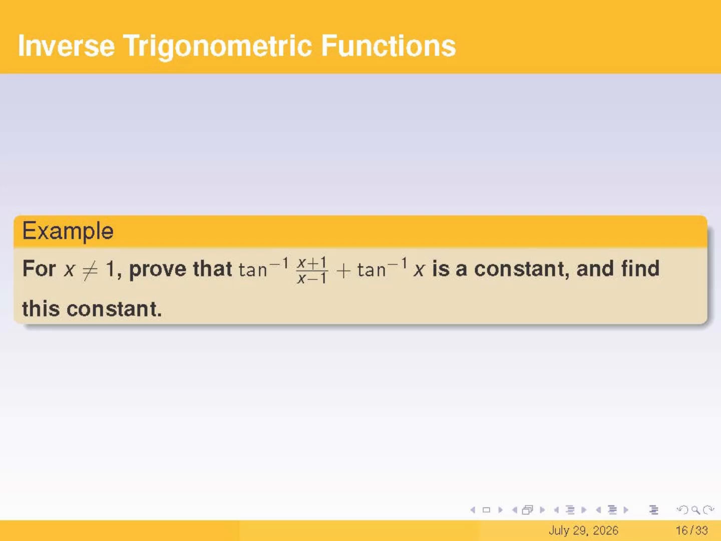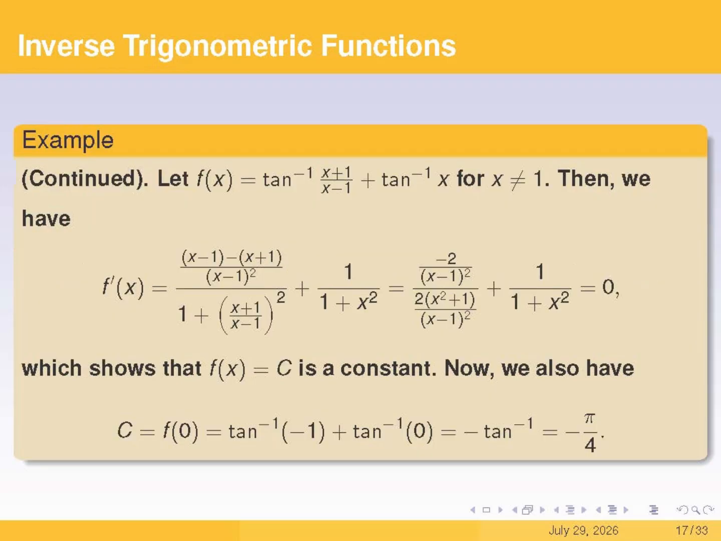In this example, we want to show that as long as x is not equal to 1, the expression on line 1 is actually a constant, and then we will find what that constant is. To prove that this is a constant function, we just need to show that its first derivative is always 0. The steps are shown on line 3, where we use the chain rule for the derivative of arctangent along with the quotient rule. Once we simplify the algebra, it comes out to 0. Since it is a constant function, we can plug in any value for x. The easiest way is simply to set x to 0, which gives us the constant on the bottom line.